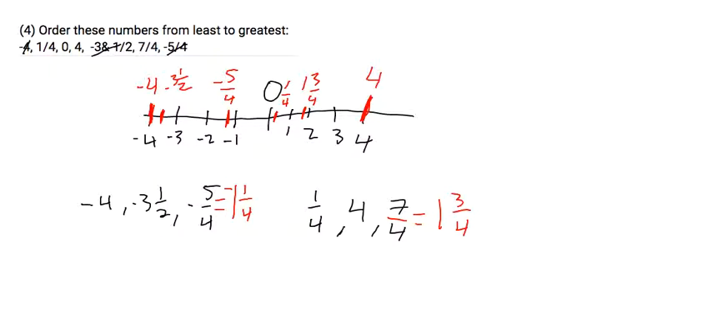So our answer here for going from least to greatest will be -4, -3.5, -5/4, 0, 1/4, 1 and 3/4, and then 4.